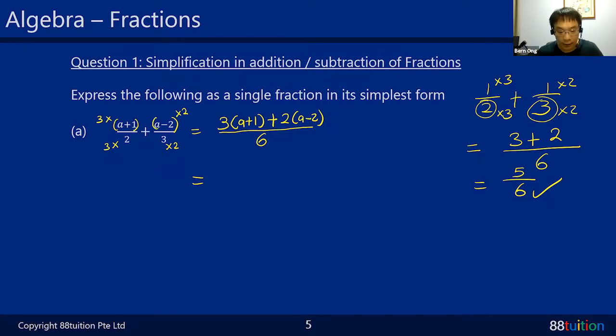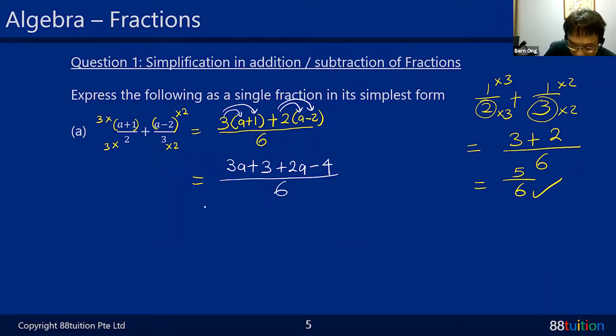Okay? So down here, you do your normal expansion. Like what? How you expand? Oh, 3 times A, 3 times 1. 3 times A is 3A. I call this rainbow method. 3 times 1 is 3. Plus belongs to the 2. Positive 2 times A, positive 2A. Positive 2 times negative 2, negative 4. Careful, plus times minus is minus. 2 times 2, 4. The whole thing over 6.